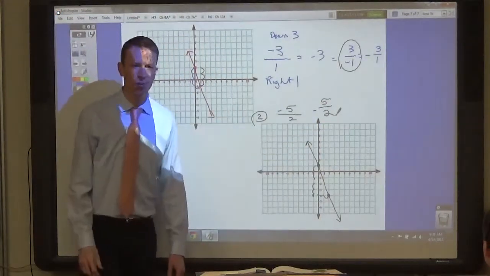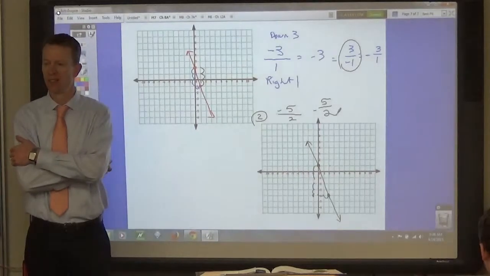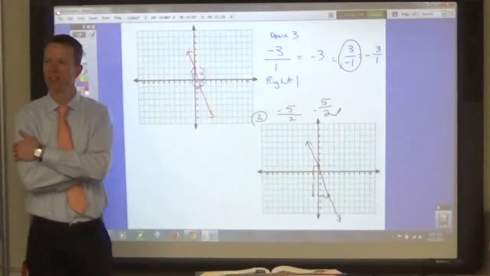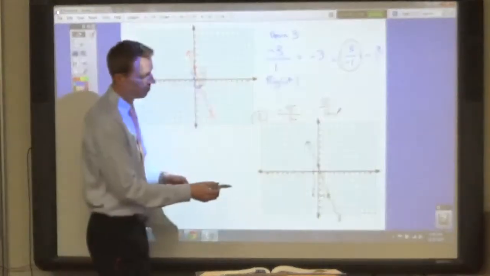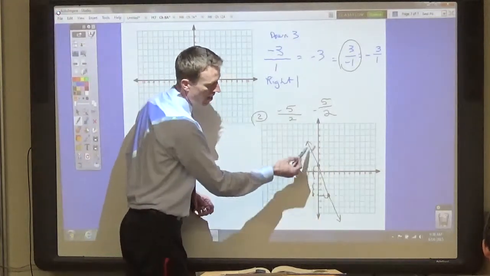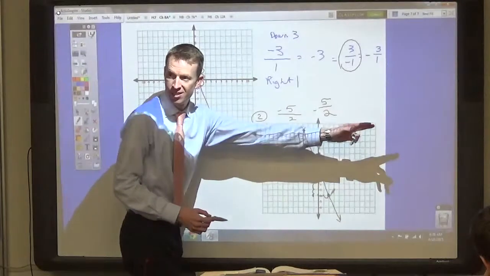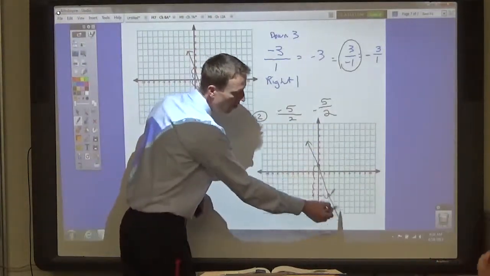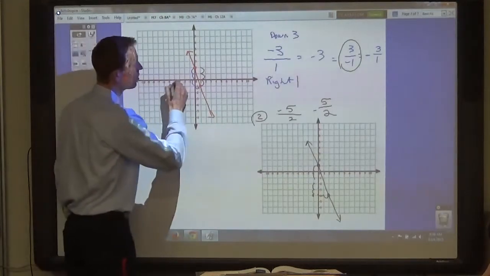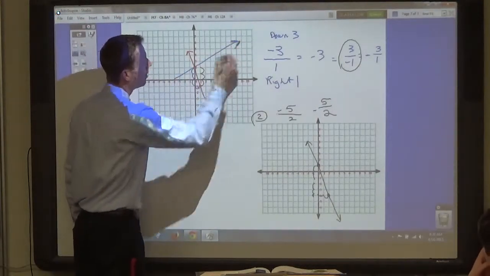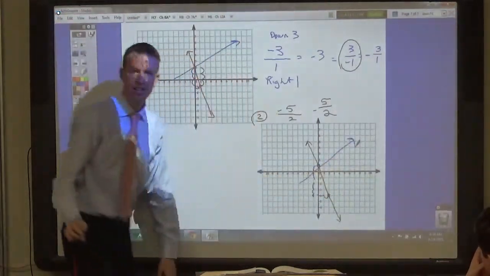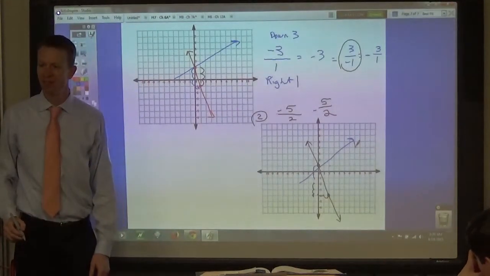How do we know it's a negative slope by looking at the line? Just by looking at the line, how do you know that's a negative slope? Troy? It's going down as it's going to the right. Right. It's going down and to the right. Okay? Any line that's going up and to the right is a positive slope.